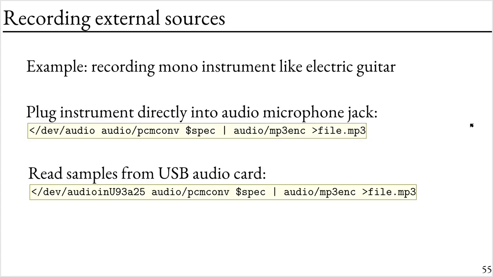Some notes on recording external equipment. So for instance, assume you have something like an electric guitar and you'd like to record from it on 9front. Right now, the options you have are either to plug it directly into your computer, like the microphone jack, and then just read from dev audio and convert to whatever, or use a USB audio card, and then the process is exactly the same, but you might get maybe higher quality.